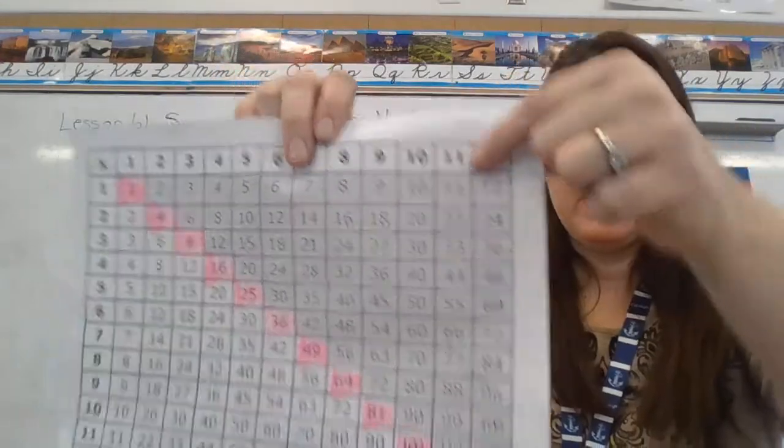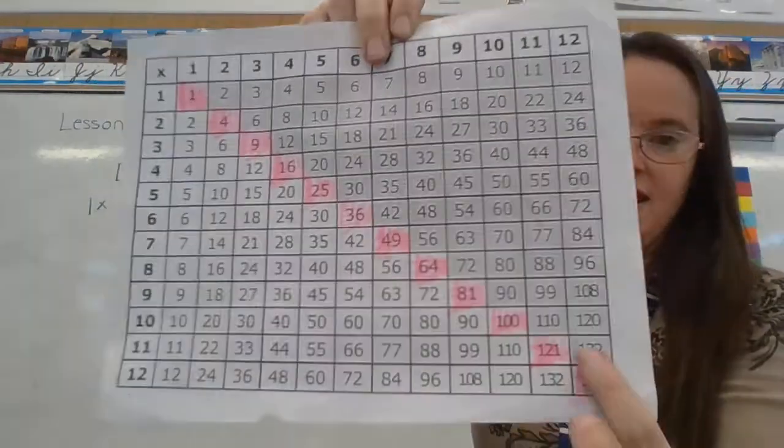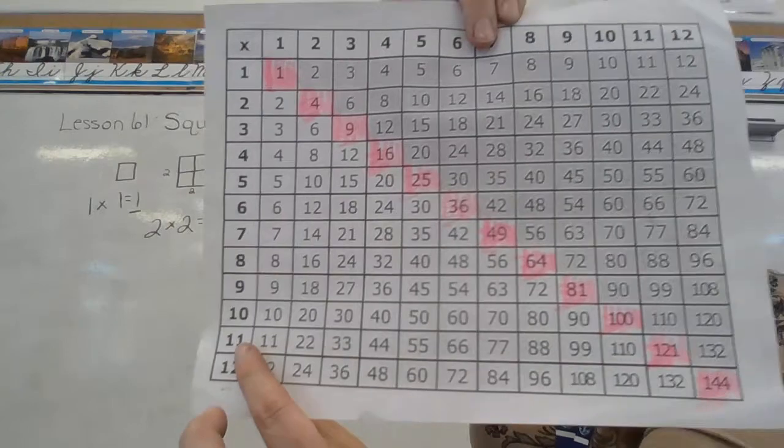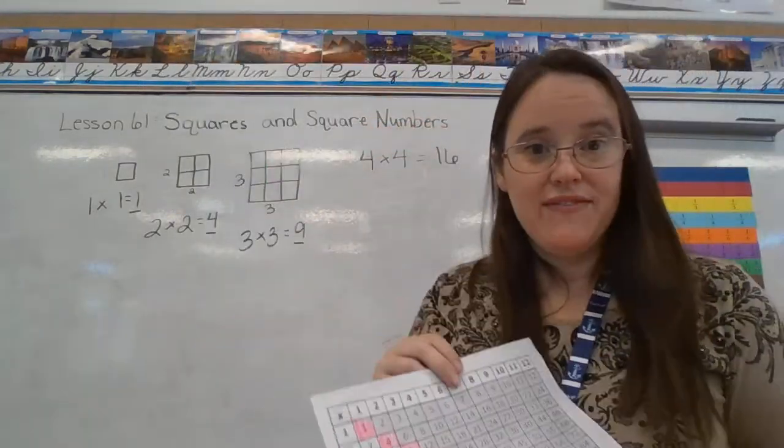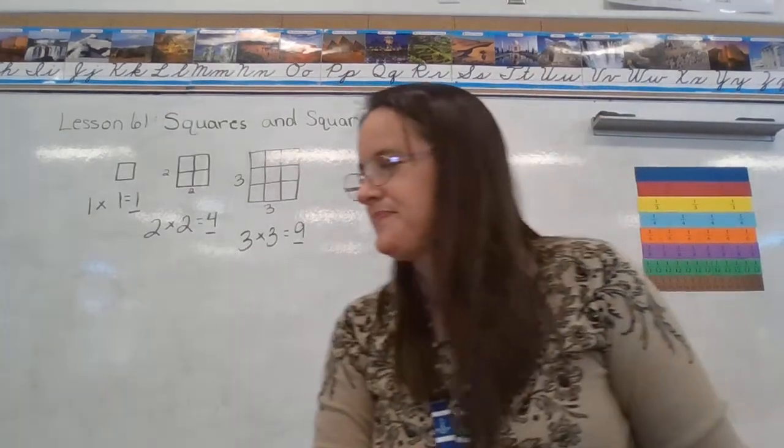So I can look up here and I've got 11, and then I can go across the side there and I've got 11 again. So 11 would be my answer.